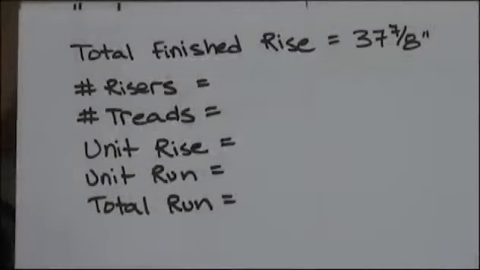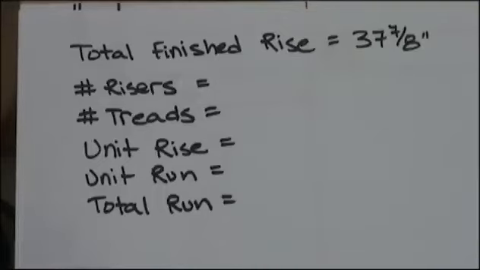So we're going to do the calculations to determine the number of risers, number of treads, unit rise, unit run, and total run for our demonstration stair. We've determined that our total finished rise is 37 7/8. The first step we want to do is find the quantity of risers.